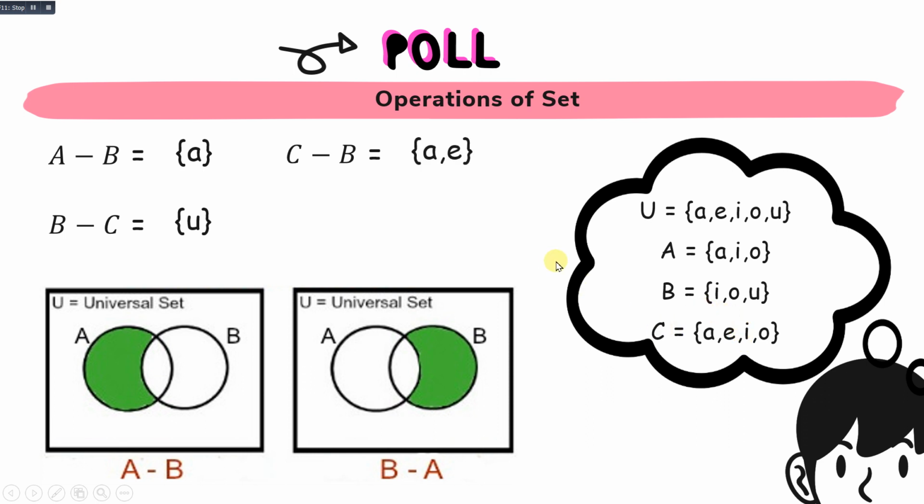Okay, another example, the difference of C and A. C is E, I, and O, and A is A, I, and O. So what is left is the letter E. We cross out the A, we cross out the I, we cross out the O. So the difference of set C and set A is E. That is the operations of sets.